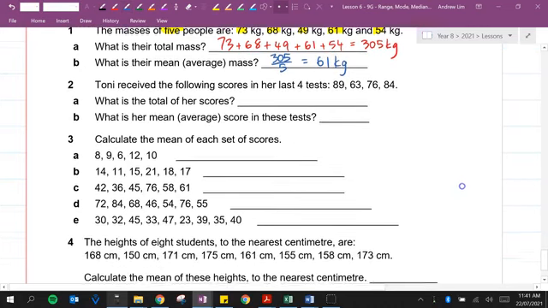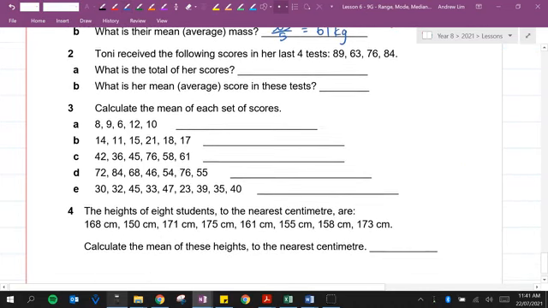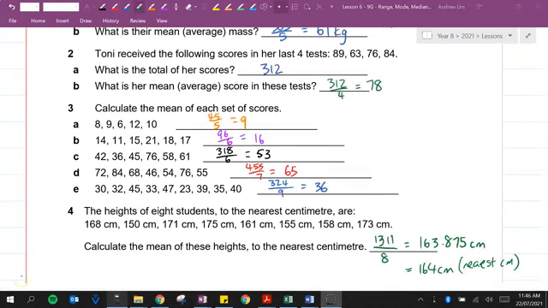Okay, why don't you pause the video, have a go with questions 2, 3, and 4. Okay, here are my answers to question 2, 3, and 4. 2a, the total of the scores is 312. So the mean is the total divided by how many numbers we added. 312 divided by 4, which is 78.